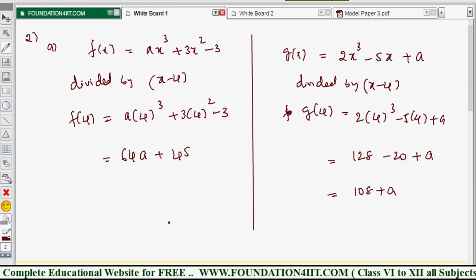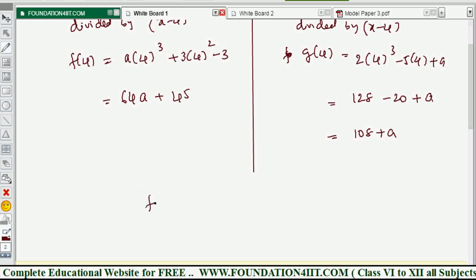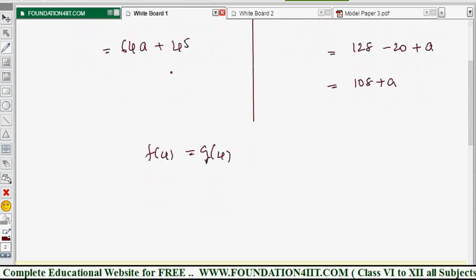Now according to the question, they leave the same remainder. Same remainder means f of 4 is equal to g of 4. They leave the same remainder, so you can take both, the first equation and the second equation: 64a plus 45 is equal to 108 plus a.